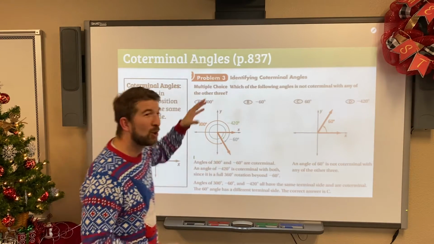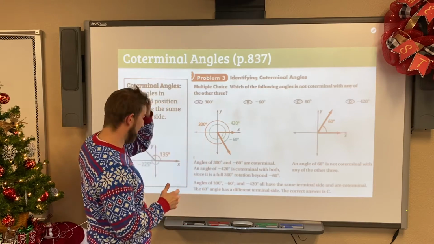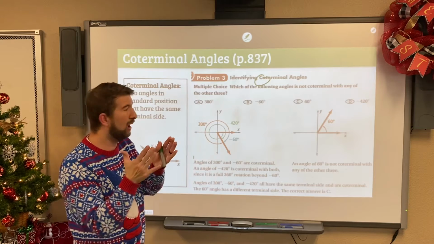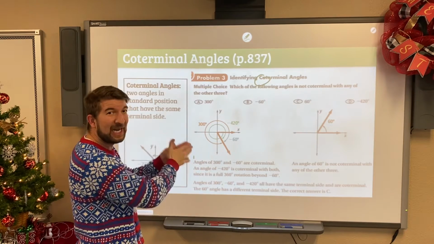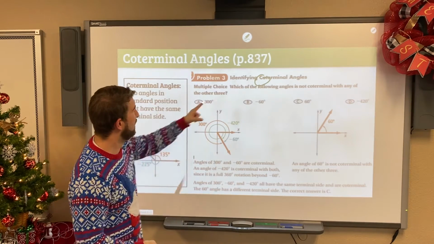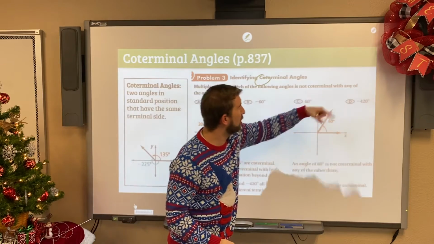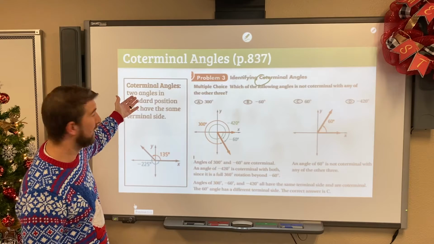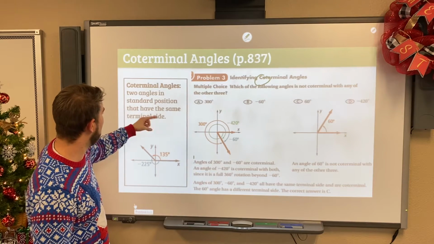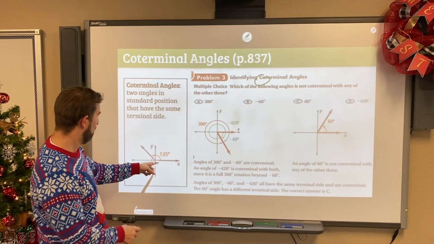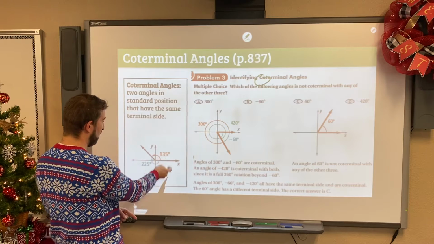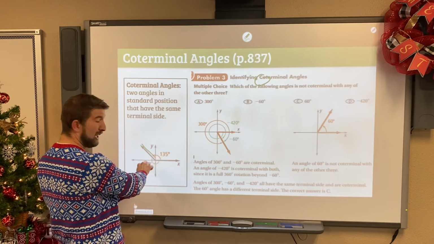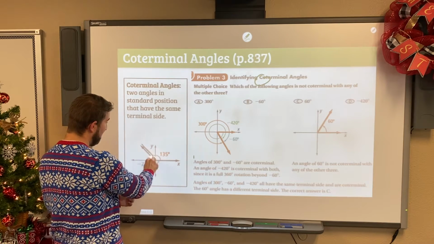All right, so coterminal angles just means, co means together, so terminal angles that end in the same quadrant. So it says, which of the following angles is not coterminal with any of the others? Once again, my explanation, 2 angles in standard position that have the same terminal side. So 135 going on the positive, it's gonna go past 90 and end here. And then negative 225 ends in the same spot.